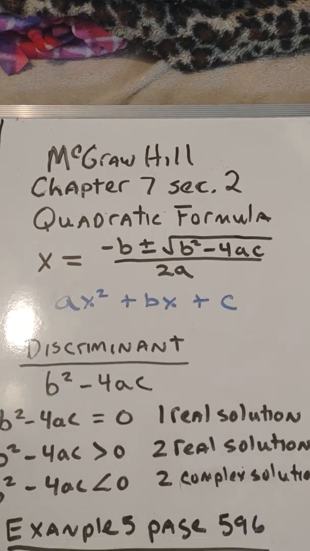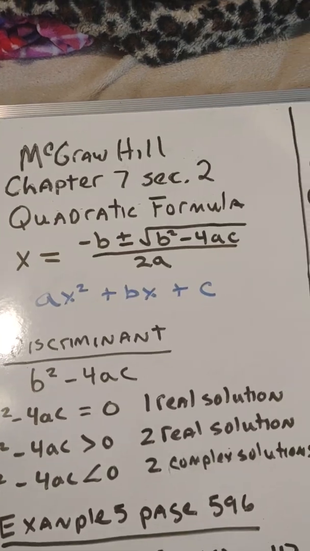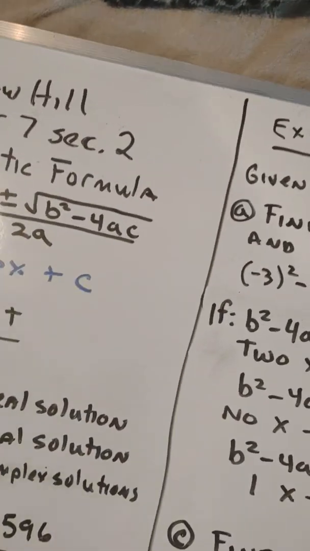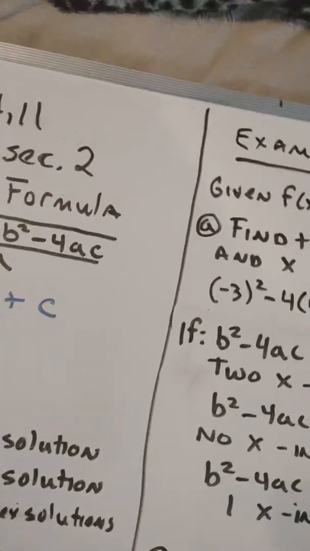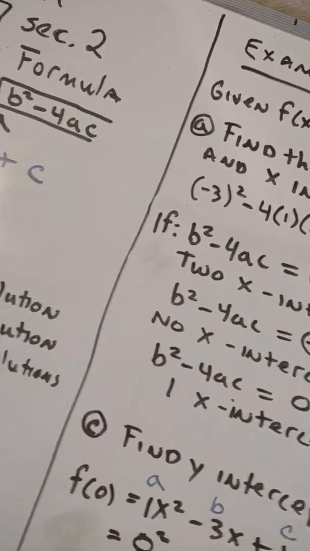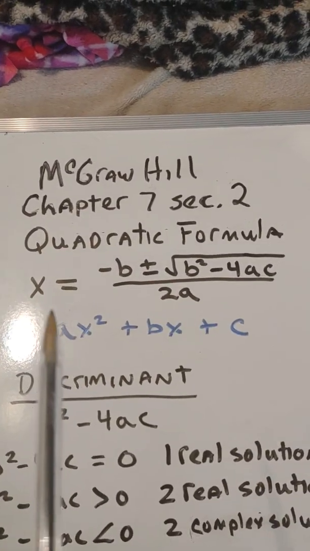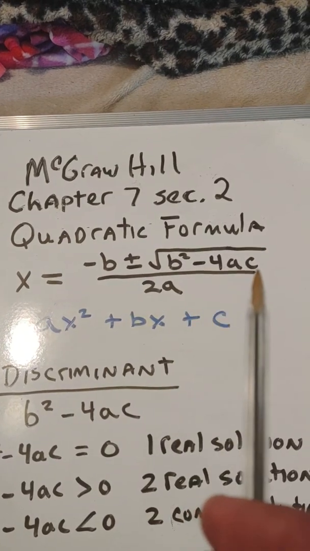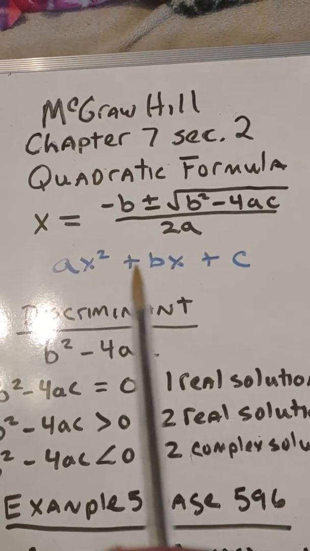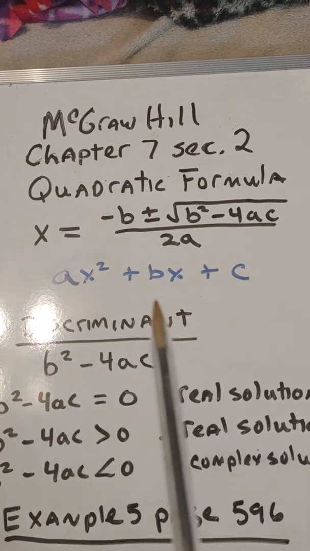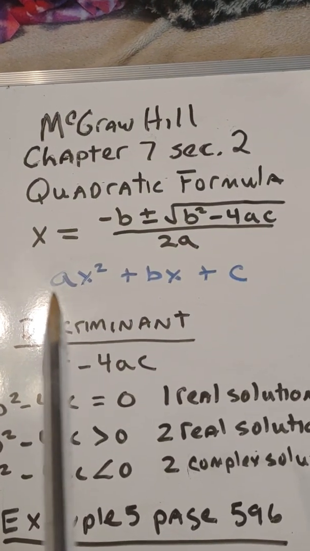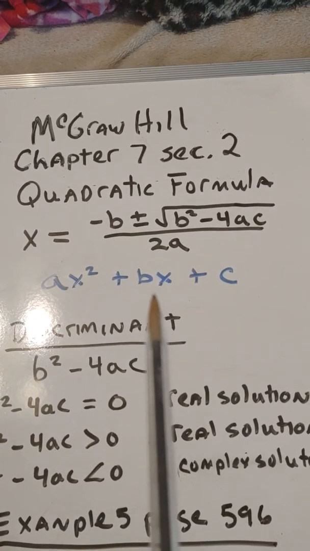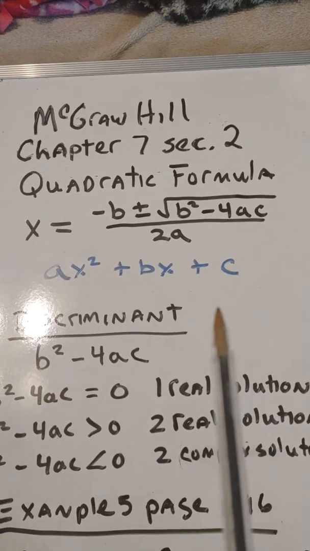This is McGraw-Hill Chapter 7, Section 2, Quadratic Formula. Make sure that you understand that the quadratic formula is x equals negative b plus or minus square root of b squared minus 4ac over 2a. And that comes from the fact that you're dealing with a trinomial where a is the coefficient in front of x squared, b is the coefficient in front of x, and c is the constant.